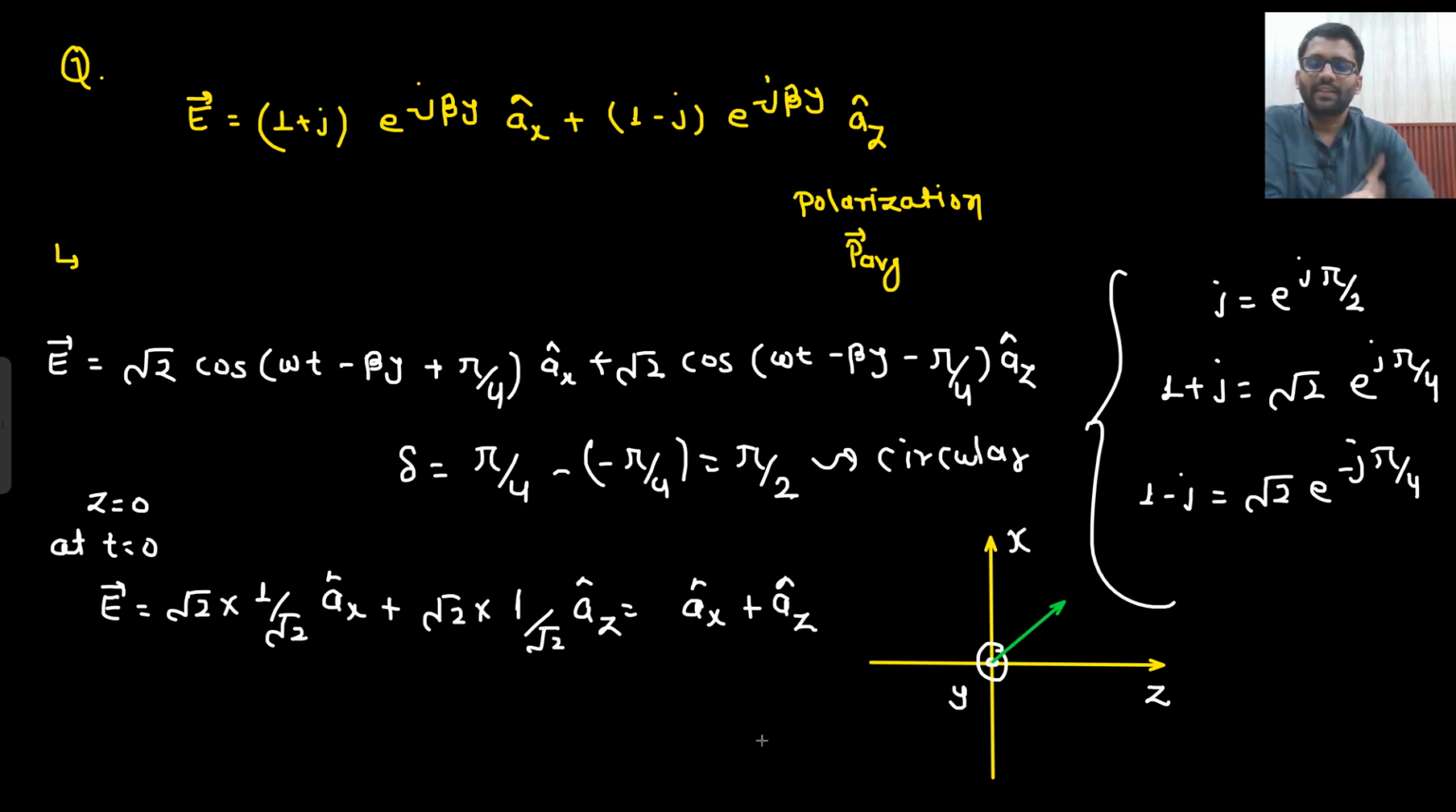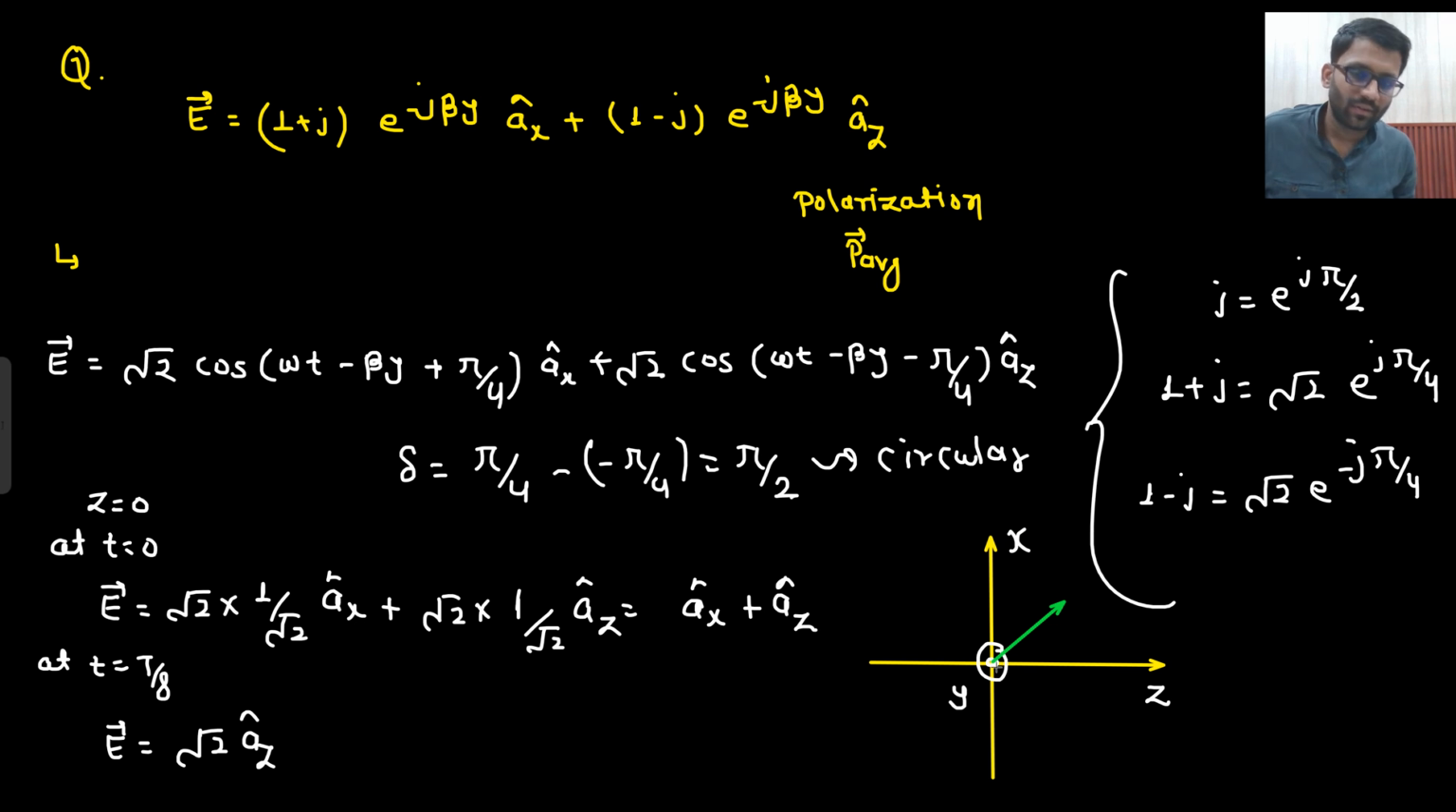Okay. Let's check at t equals to T by 8. So what is omega t? 2 pi by T into T by 8. That would be pi by 4. Pi by 4, pi by 2. So that would be gone. Pi by 4 minus pi by 4, under root 2 az cap.